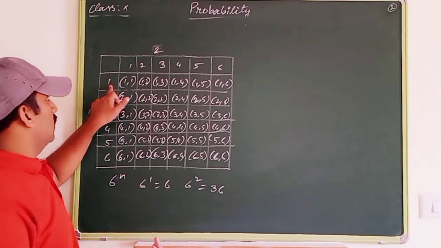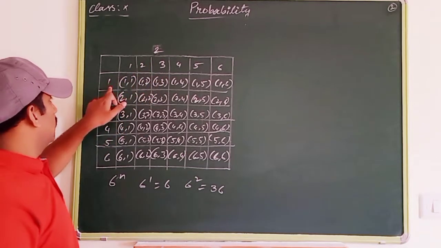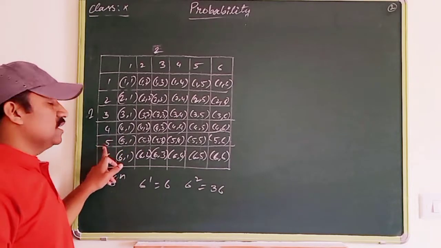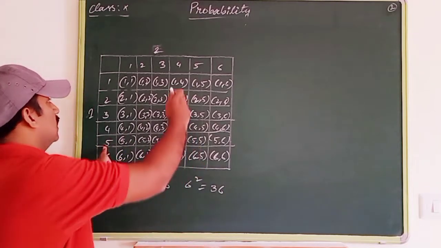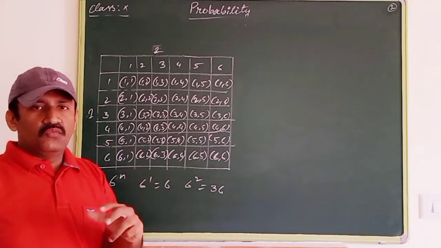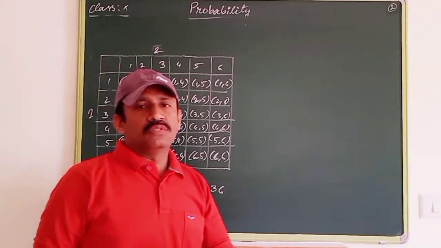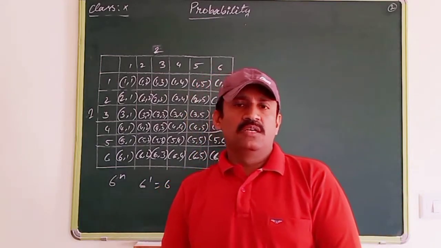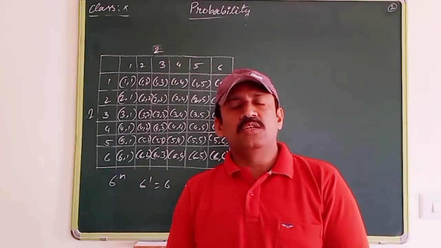Or the first one is 1 and the second one is 2. The first one is 1 and the second one is 3. So like that we can get 1 1, 1 2, 1 3, 1 4. For example, the first die is 5 and the second die is 4, then you can get 5 comma 4. Understand?